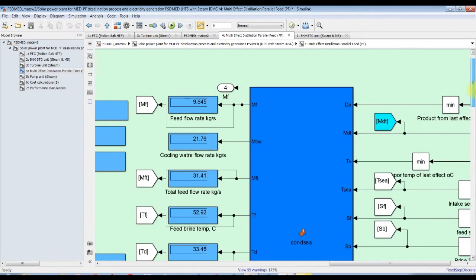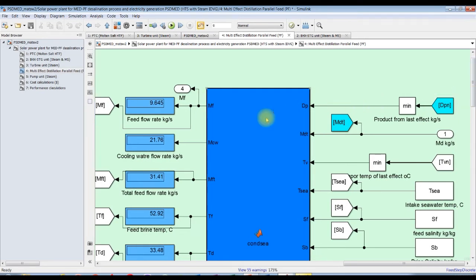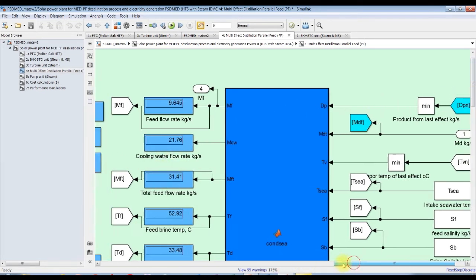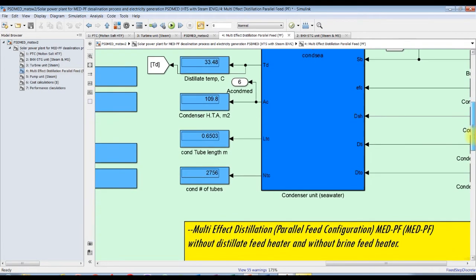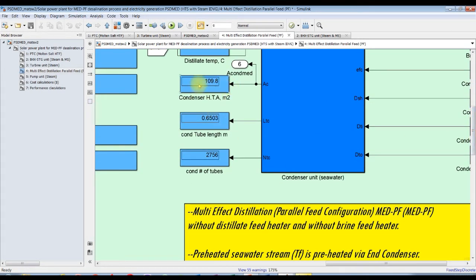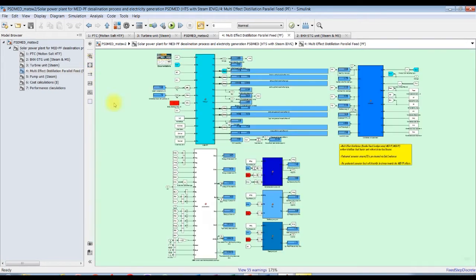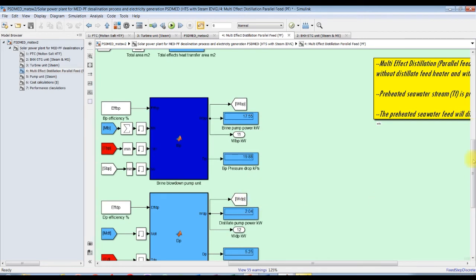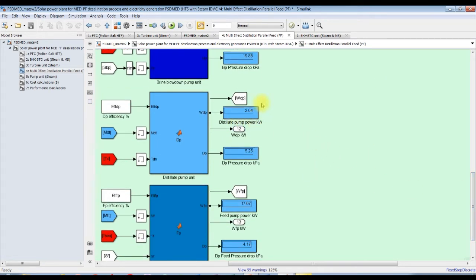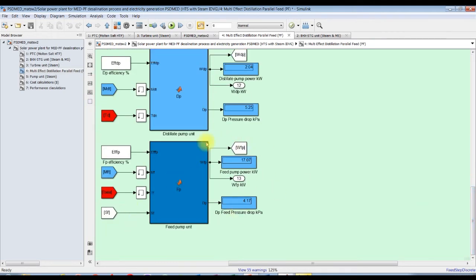Totally this is the end condenser. Okay. Feed flow rate, cooling water. This is cooling water flow rate. Total feed flow rate. This is feed brine temperature. Okay. Distillate temperature from the condenser. Area, total area. So 1.109. Okay. Tube length, number of tubes, and so on. Okay. And sure, we have distillate pump power, 17 kilowatt. Okay. Feed pump power, 17.